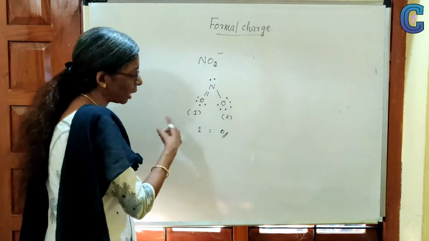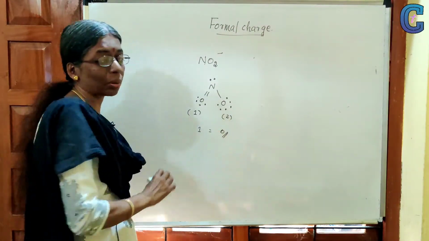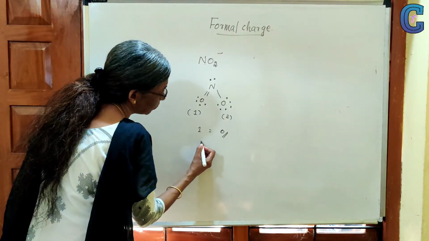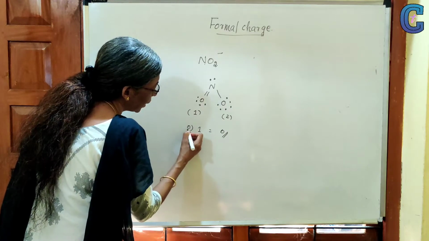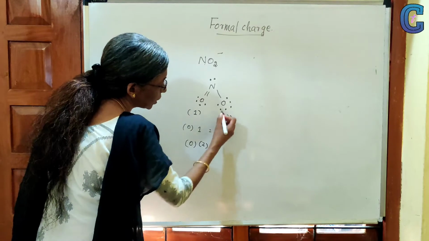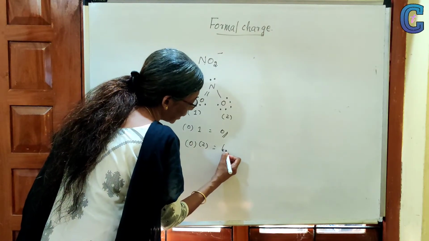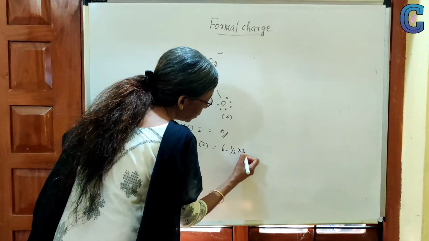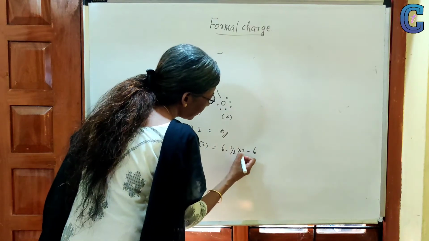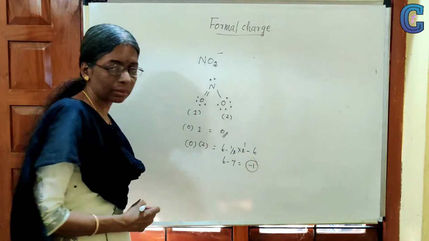As in the previous carbonate ion, the double bond oxygen has formal charge 0. Next, the single bond oxygen, the second oxygen, we also calculated -1. How does it come -1? 6 minus half into 2, minus 6. So 6 minus 7 is equal to -1.